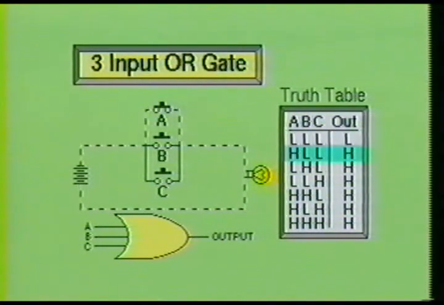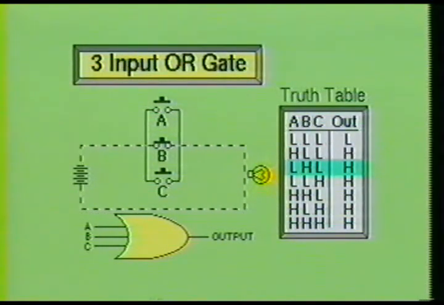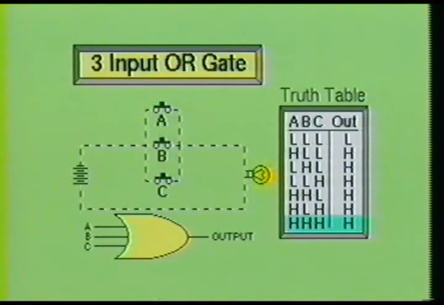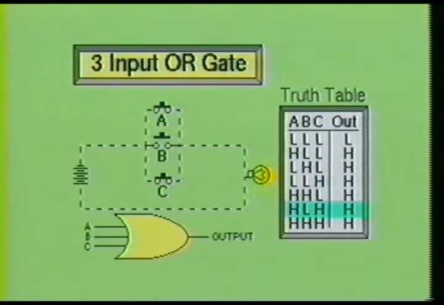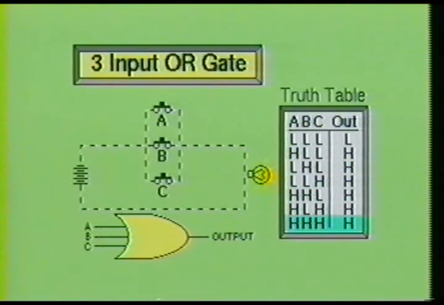By examining the truth table, you can see that the lamp will be lit for every combination except one. Only when none of the switches are energized will the lamp turn off. This is because if switch A or switch B or switch C or any combination of switches is energized, the current path will be completed and the lamp will turn on.